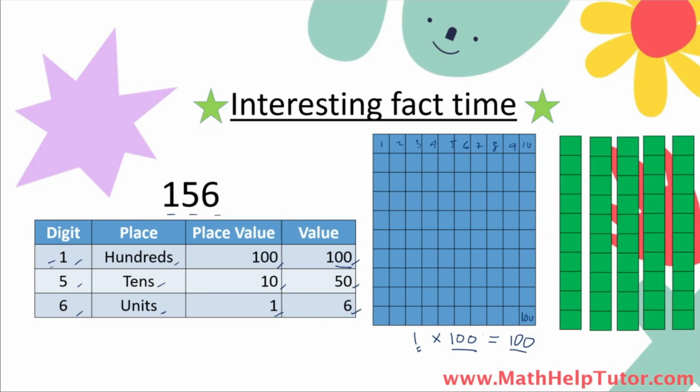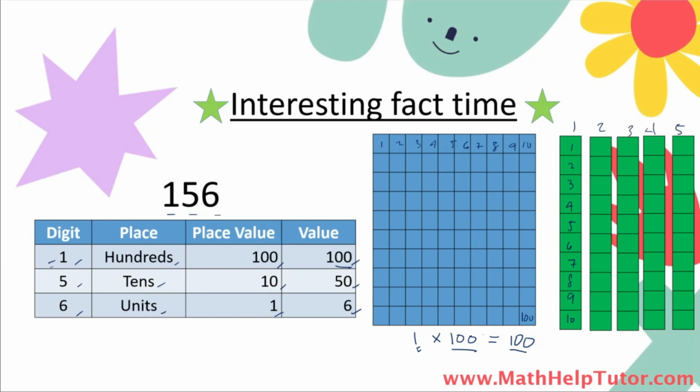So this is the digit 1, which has a place value of 100 and a value of 100. Next we can have these green columns, wherein each column is composed of 10 blocks. Okay, let's count them. 1, 2, 3, 4, 5, 6, 7, 8, 9, 10. And we have 5 of these. 1, 2, 3, 4, 5.